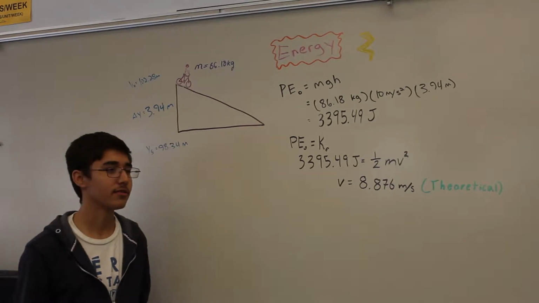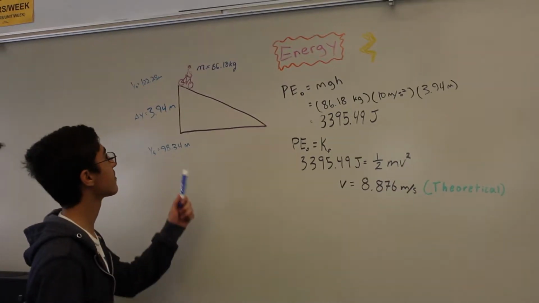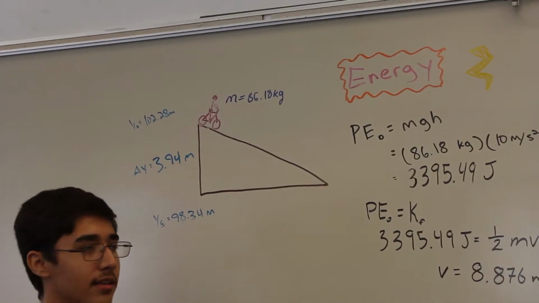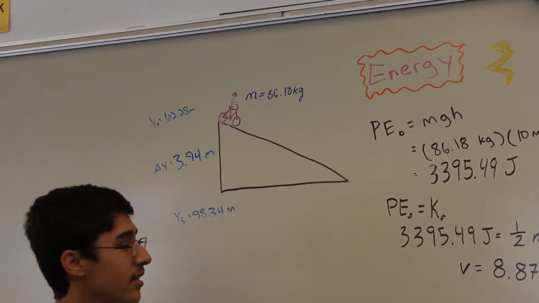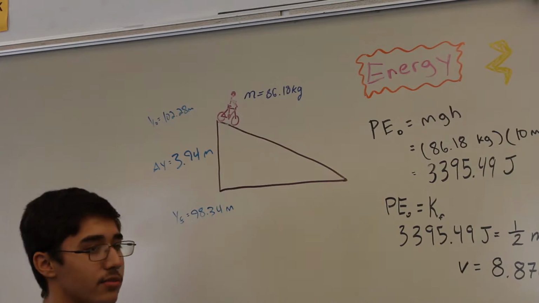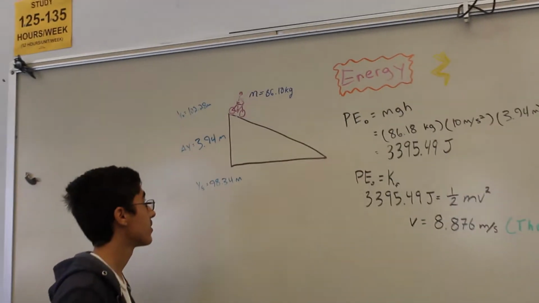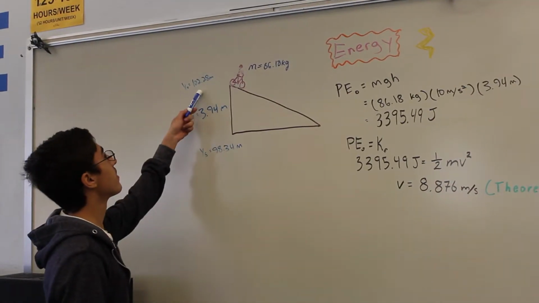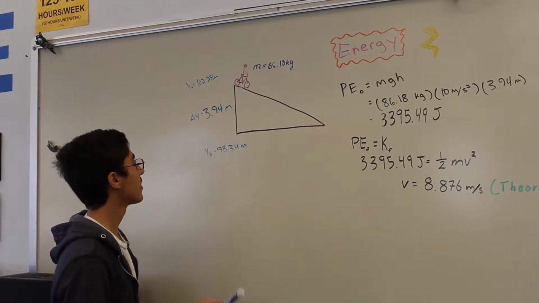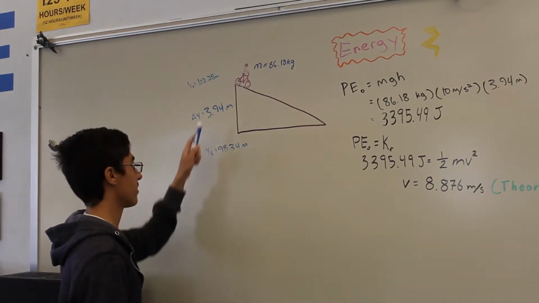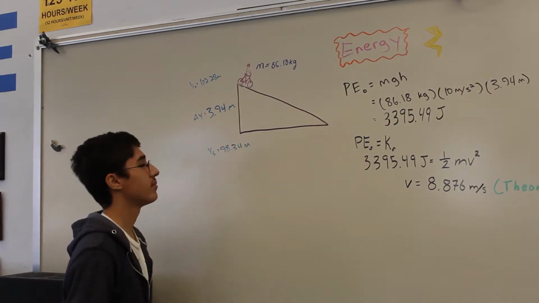So to solve this problem, we begin by drawing a picture. We know that Matt and the bike weigh a total of about 86 kilograms. And to find the height, we used an altimeter app, which gave us the height at the top of the slope and at the bottom of the slope. Then we subtracted those to get the height, which is about 4 meters.